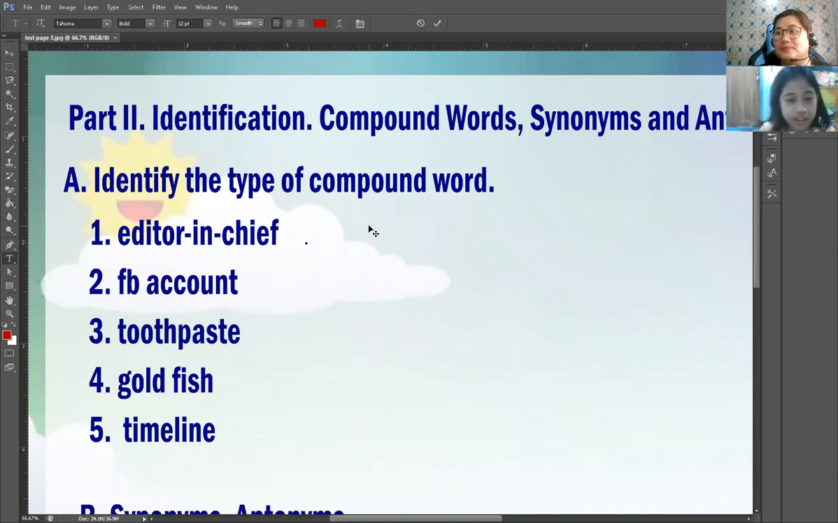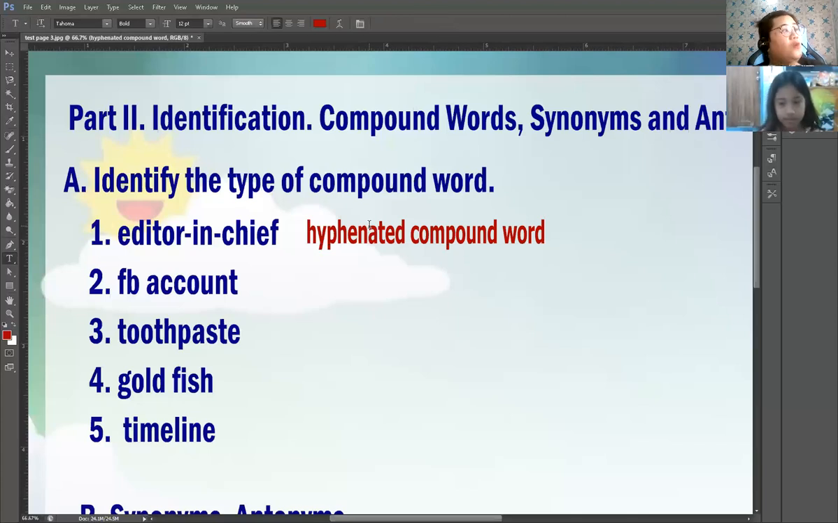Editor-in-chief. It is a hyphenated compound word. How do you spell hyphenated? Hyphen, then a, then ted. Okay, hyphenated compound word. Now, can you tell Teacher Karsten why you chose hyphenated compound word for number one?